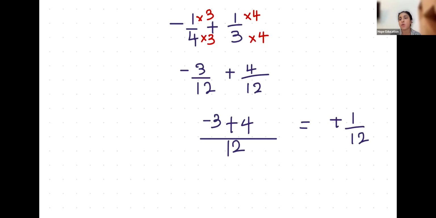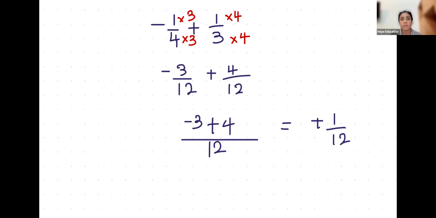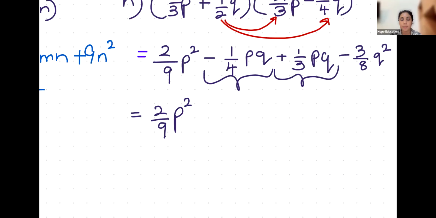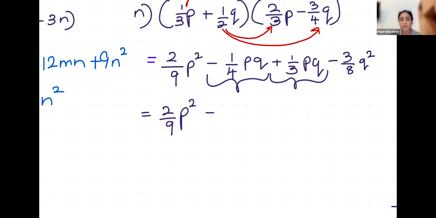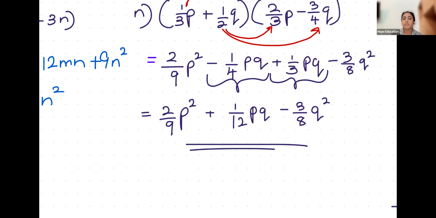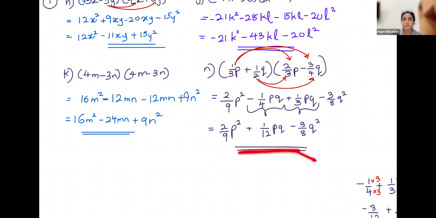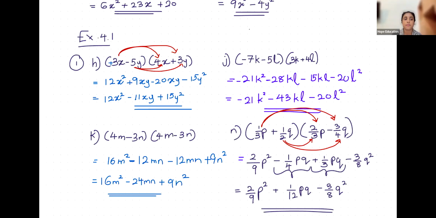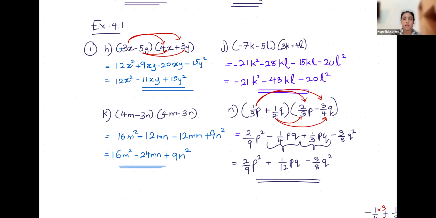Okay, so I have plus 1 over 12. PQ is as usual there. Here then minus 3 over 8 Q squared. Is this clear to all of you, Lamai? I will give you 1 minute to make any recorrections. Make it fast. I'll give you 1 minute to do recorrections quickly.